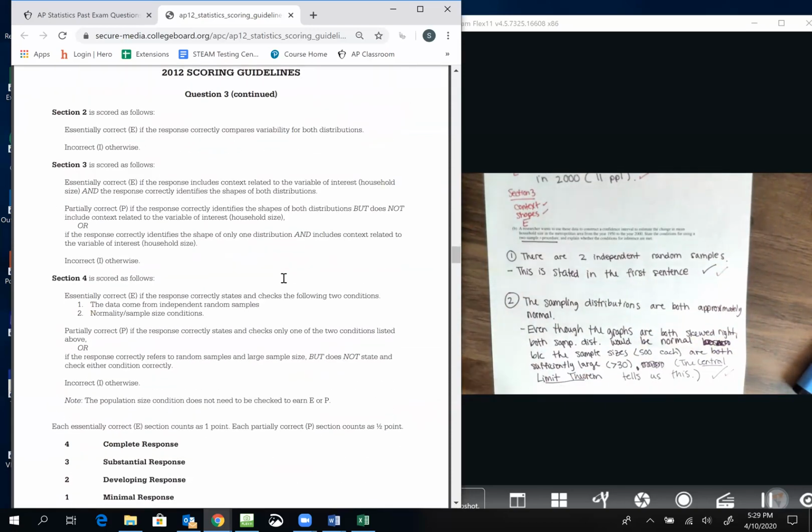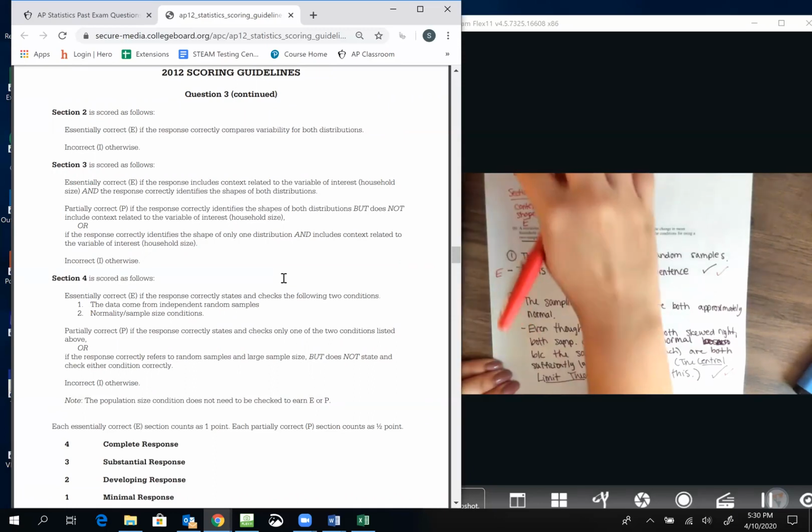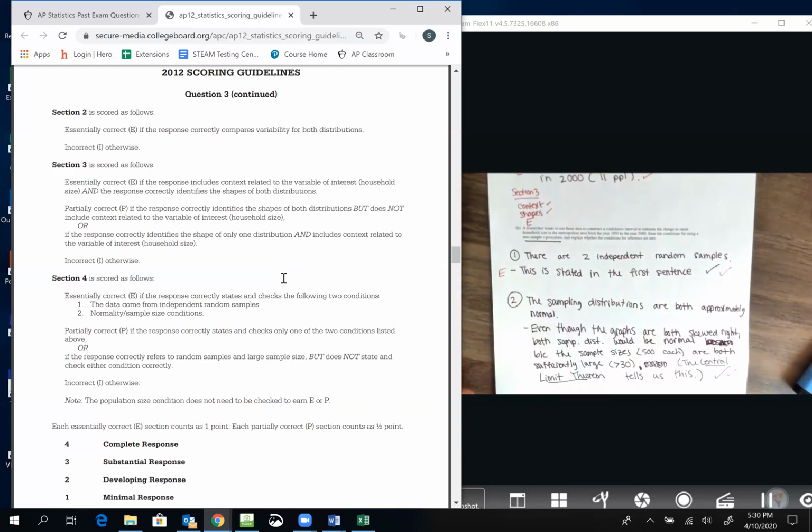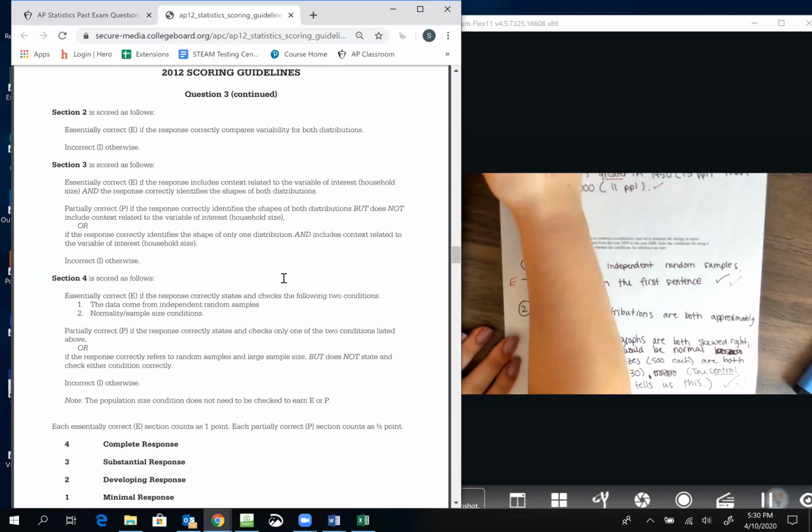If you remembered both of those assumptions and you justified them, that's essentially correct. If you did one of the two, it's partially correct. Or if you just state the assumptions, but you didn't actually check them and verify it, then that is partially correct. This is another one of those where I got an E here. So I have 1, 2, 3, 4 E's. Each E counts as 1 point. So I had 4 out of 4.